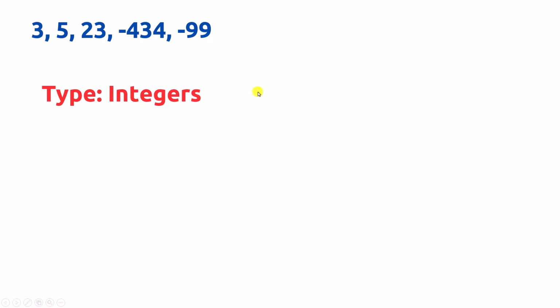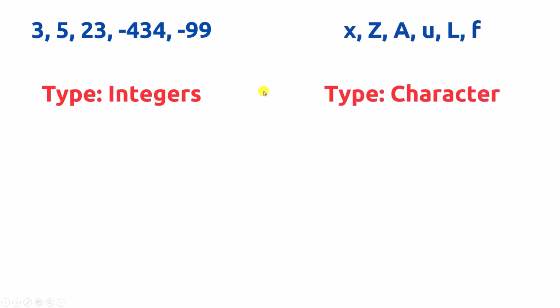Next, we have character data type. X, capital Z, capital A, small b, capital C, U, capital L, F, and so on. All these single letters fall under the category or heading called character. So this is character data type.